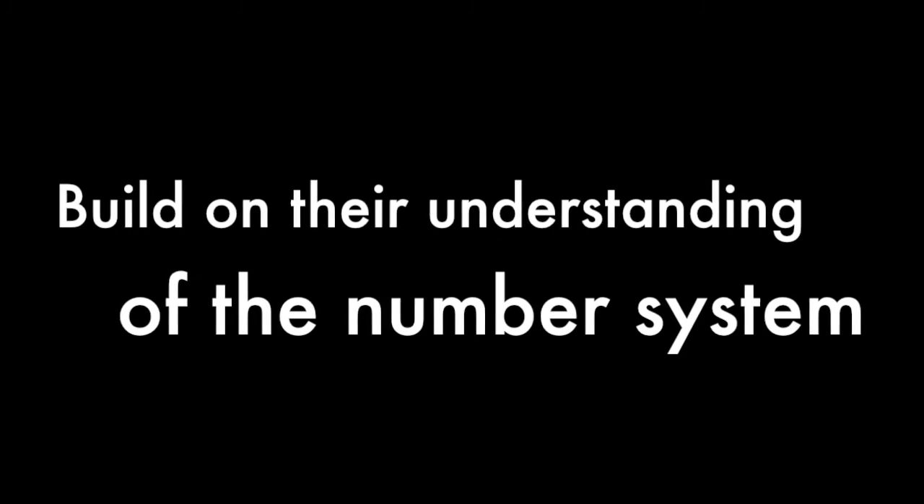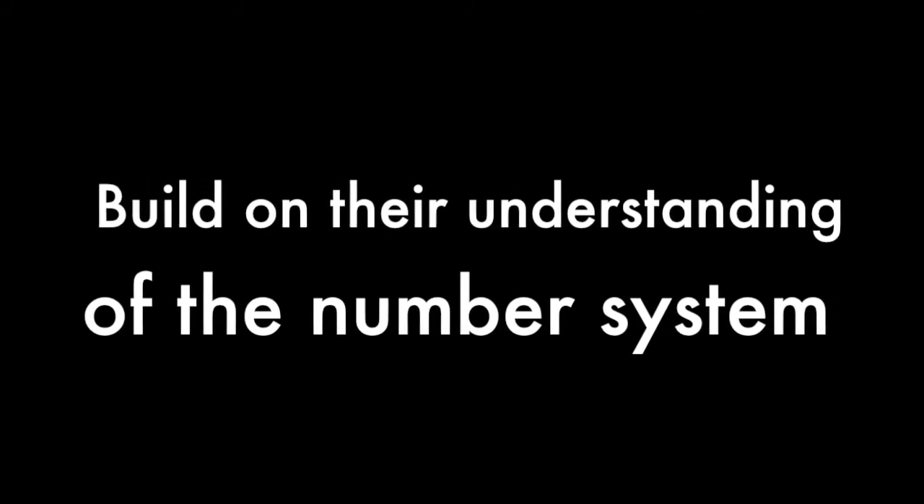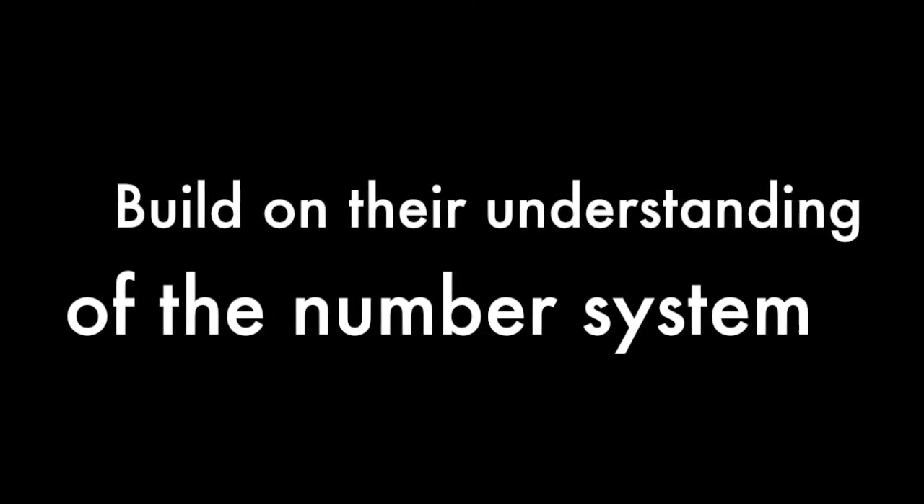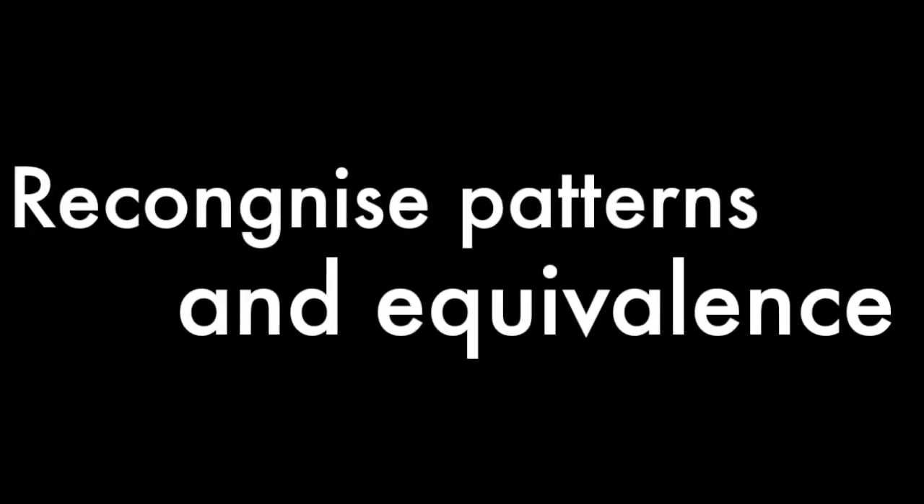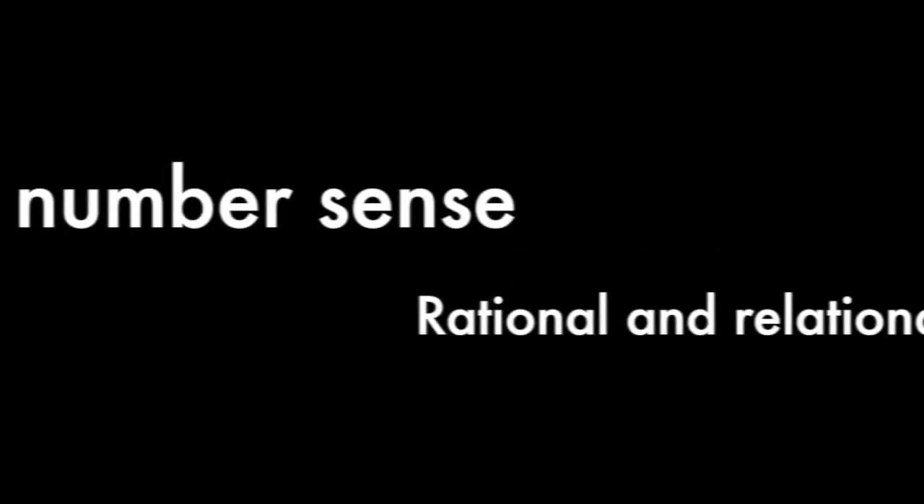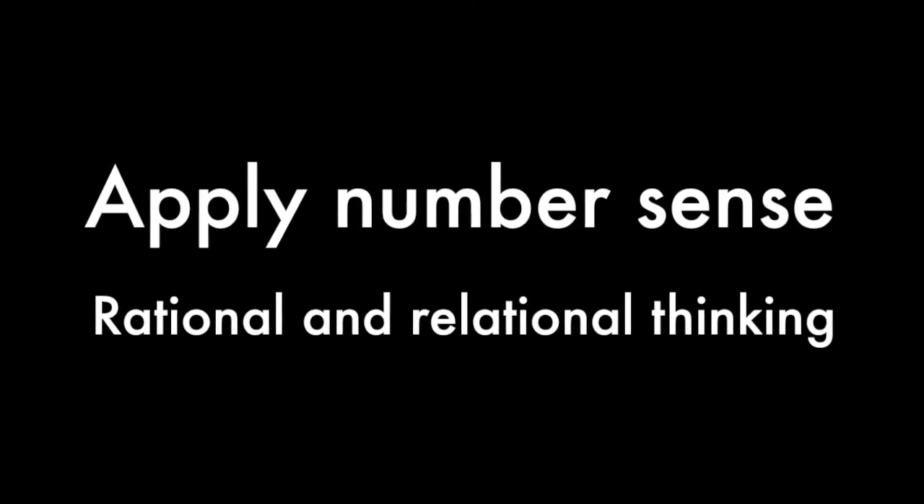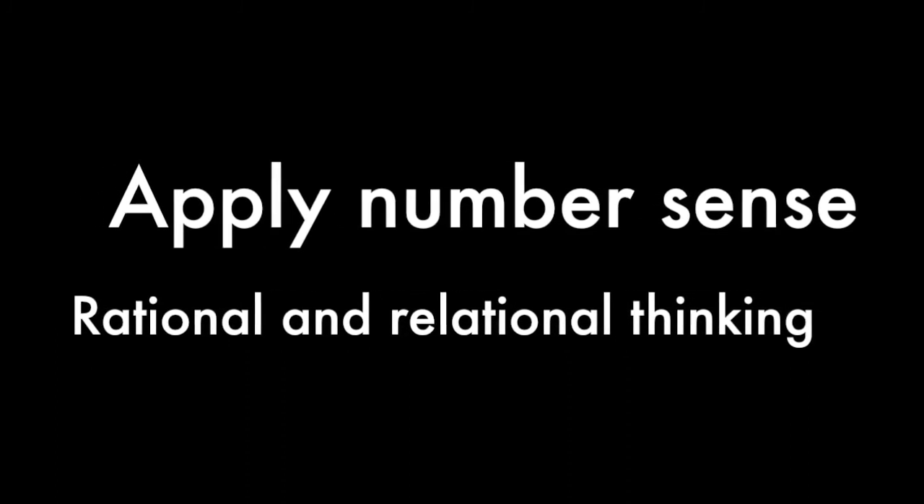The key ideas of pattern and algebra in primary school and early high school is for students to build on their understanding and knowledge of the number system, describe relationships between numbers and objects, and to formulate generalizations. They should also recognize patterns when they see them and recognize equivalence. Students are encouraged to apply number sense and to use rational and relational thinking, which is targeted in the activity you will see later.